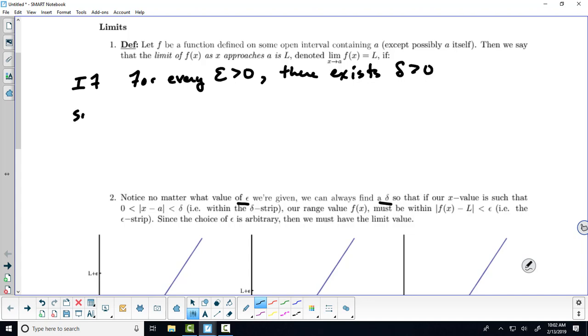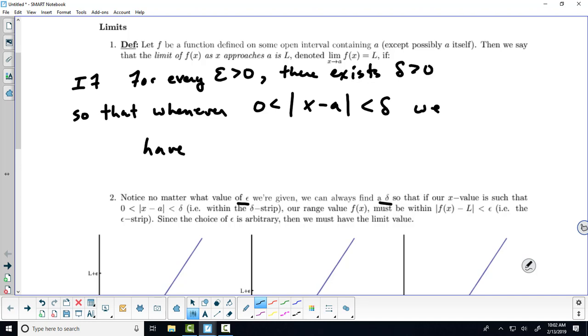So that whenever 0 is less than the absolute value of x minus a is less than delta, we have the absolute value of f of x minus L is less than epsilon. This is an extremely complicated definition, folks.